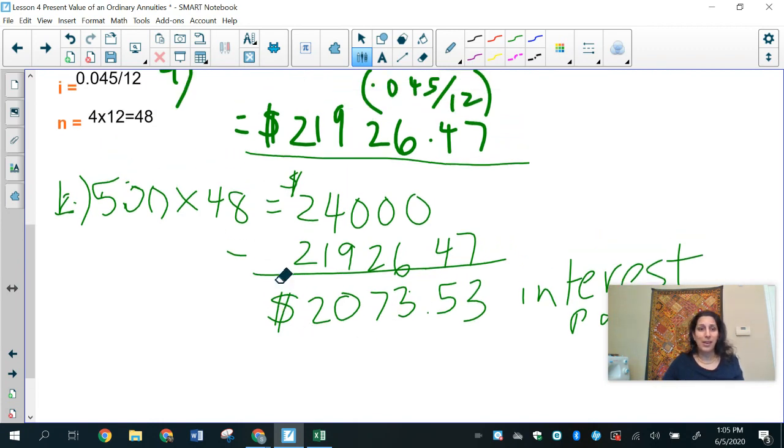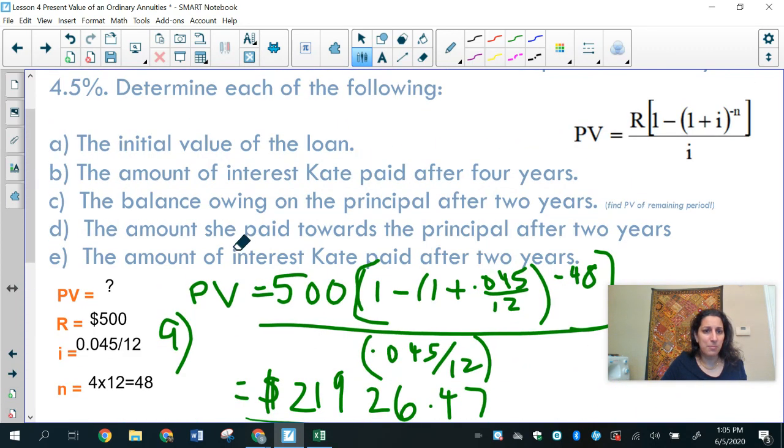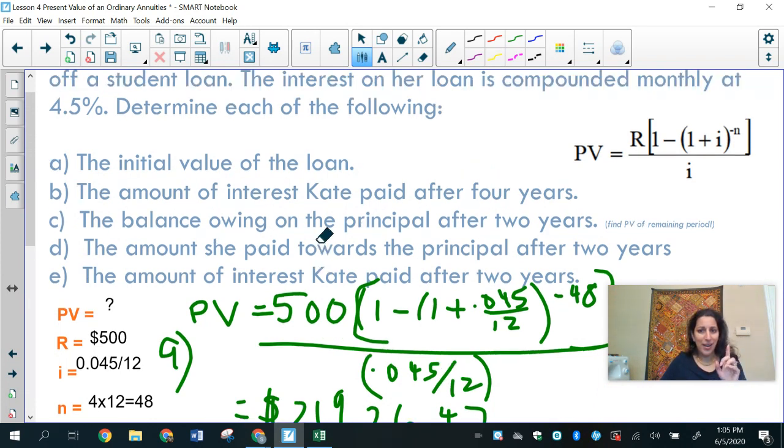That's not bad. Okay, so that's part A and B. Those are very straightforward questions. Now, number C is interesting. And I'm just reading it.